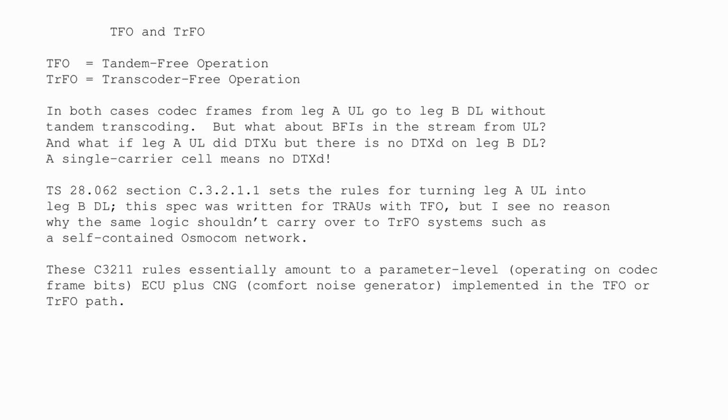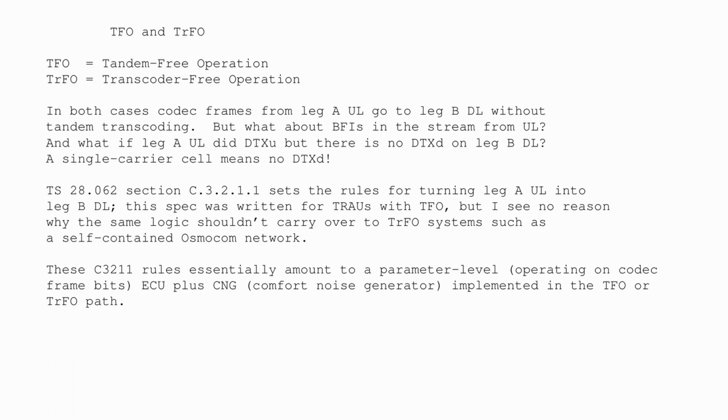Whereas in newer systems, like in Osmocom self-contained network, we have TRFO. So instead of tandem free, we are transcoder free. Transcoder free means we don't even have a transcoder in the first place. So pure Osmocom without the Mosquito wireless extensions does not have a built-in speech transcoder. So when you run an isolated self-contained internal MNCC Osmocom network, then every call will be a TRFO call.